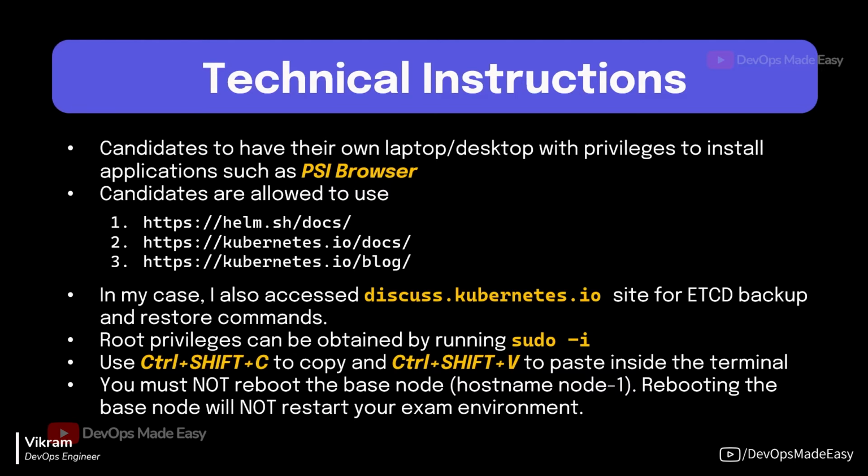And coming to the technical instructions, you need to have the PSI browser installed. So make sure that you have the privileges to install this browser. If you're taking this examination from office laptops, I'm pretty sure that you'll not be allowed to install any third-party software. So make sure that you take it only from your personal PCs. Also, all these links are allowed, like kubernetes.io/docs, kubernetes.io/blog, and you can go through the Helm documentation as well.